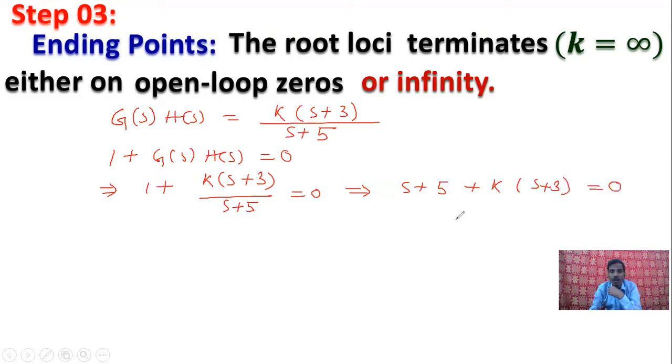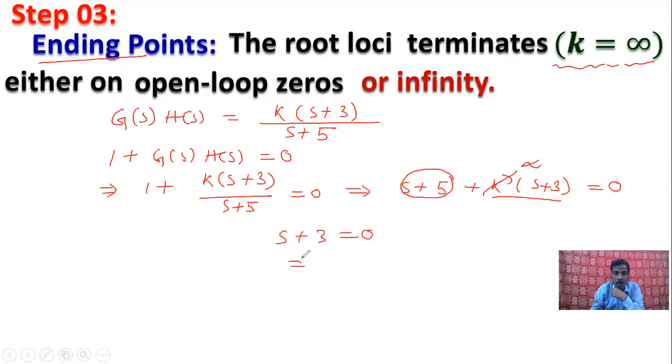Then for the terminating or ending point, what is the condition? K equals infinity. So put K tends to infinity. Infinity into something is a large value, then s plus 5 is negligible, because infinity multiplies s plus 3. Then s plus 3 equals 0, or s equals minus 3. This is the zero position.